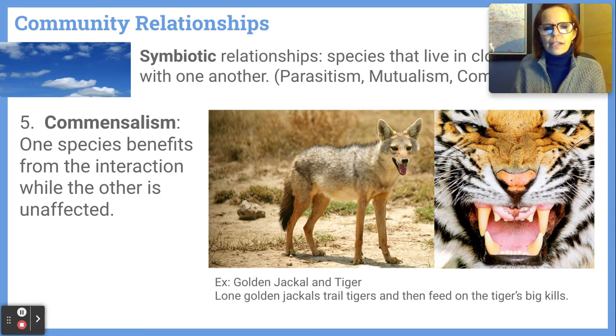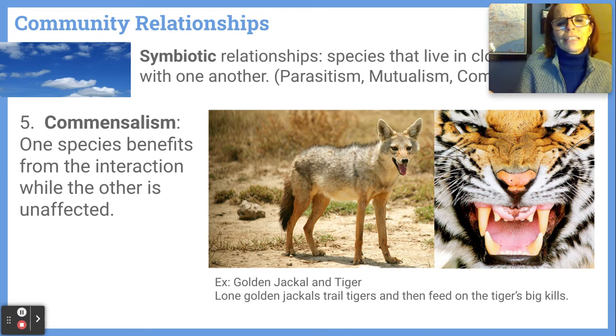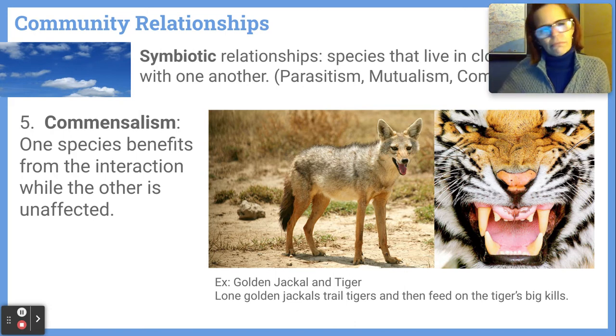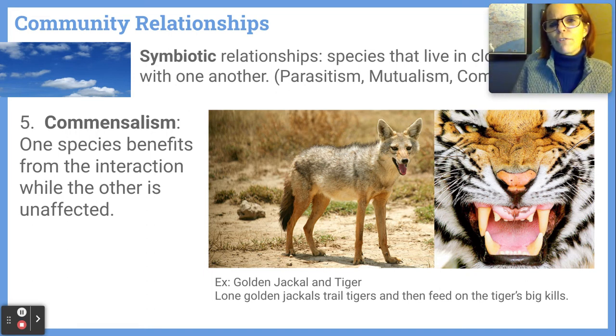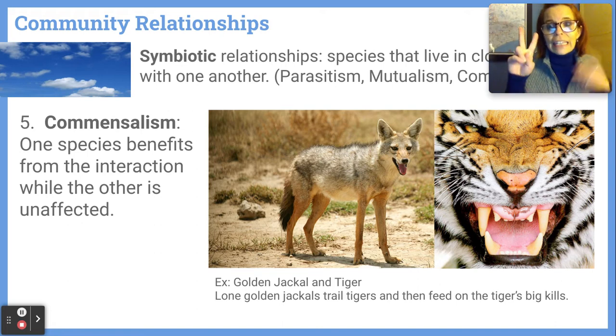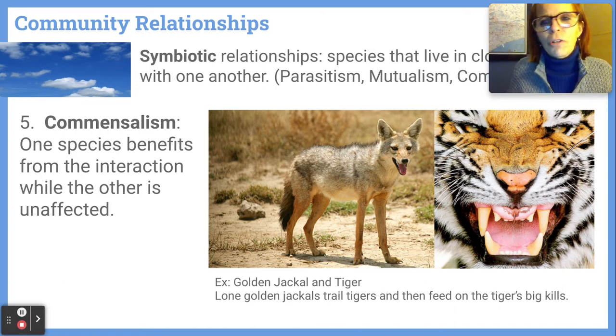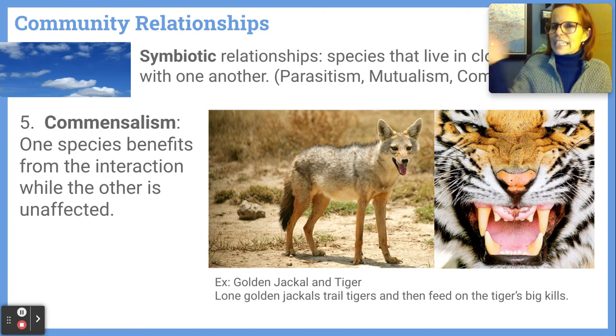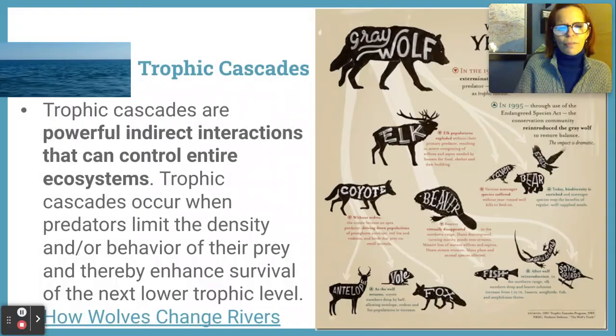An example here is the golden jackal and the tiger. The tigers don't care at all about the jackals. They go, they hunt, they're independent, they eat whatever they want. And then when they're done with their food, they leave. And the jackal scurries in behind and nibbles on whatever leftovers the tiger left behind. The jackal is benefiting from that relationship, and the tiger couldn't care less and probably doesn't even notice that the jackal's around. And so it's not benefiting or being harmed. It gets all the food it needs and it moves on.